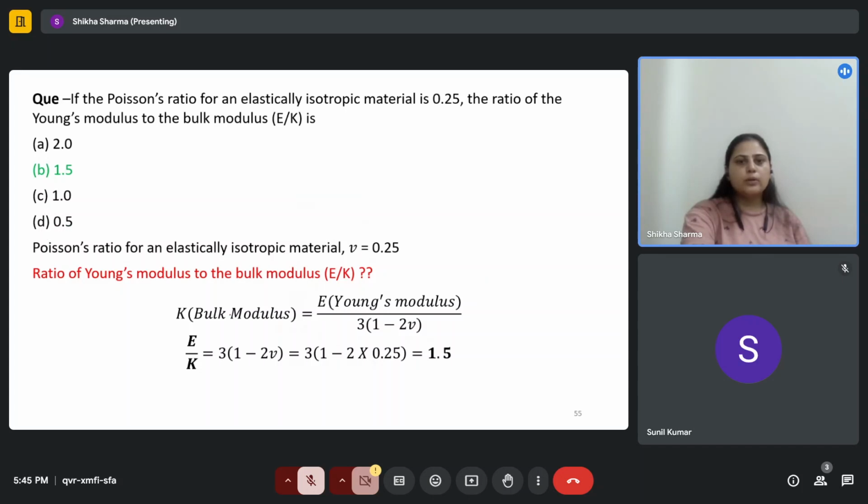The bulk modulus is equal to Young's modulus divided by 3 multiplied by 1 minus 2 into Poisson's ratio. So E by K, which is Young's modulus divided by the bulk modulus, is equal to 3 multiplied by 1 minus 2 into Poisson's ratio. Poisson's ratio is given as 0.25, into 2 is 0.5, 1 minus 0.5 is 0.5, multiplied by 3 is 1.5.